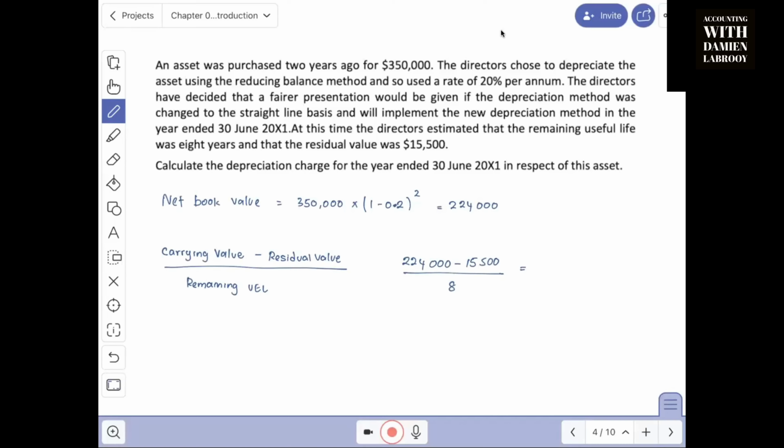So 224,000 minus 15,500. So it's 208,500, your depreciable value. That divided by 8, your depreciation per annum is going to be 26,063. So for the year ended 30th June 2000X1, I'll be charging a depreciation of 26,063.